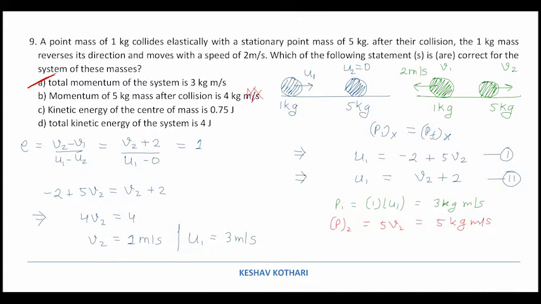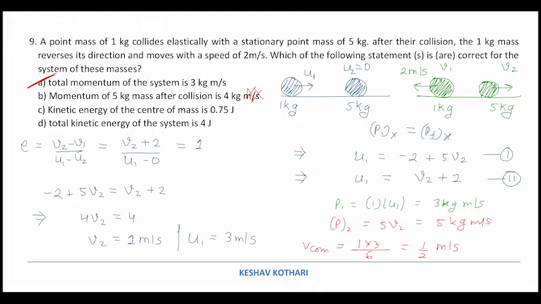The next question that is asked is the kinetic energy of the center of mass of the system. So if we calculate the velocity of center of mass of the system, we can say that the velocity of center of mass is equal to m1 u1 upon m1 plus m2, that is equal to 3 upon total mass, that is 6 kg. So it is half meter per second.